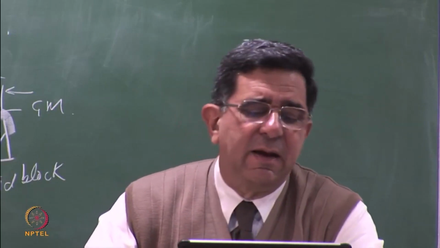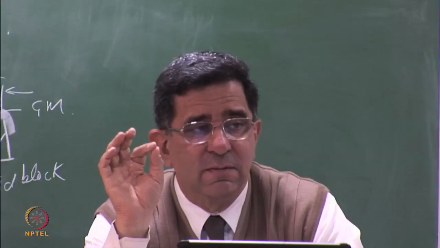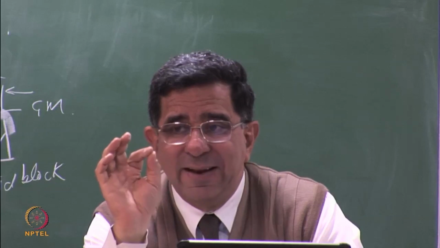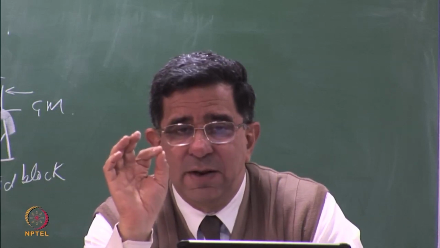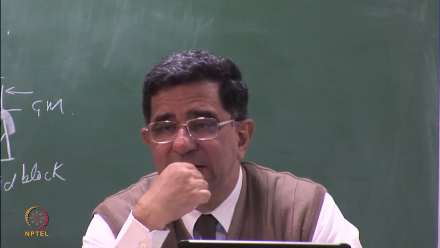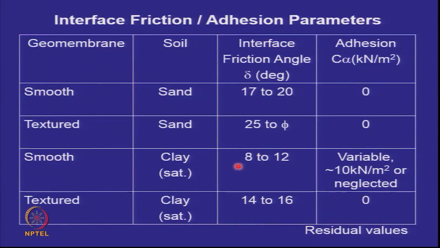First, let's look at the smooth geomembrane to clay interface. This is the important interface for the composite barrier, geomembrane in intimate contact with the clay underneath. And see the value, extremely low.